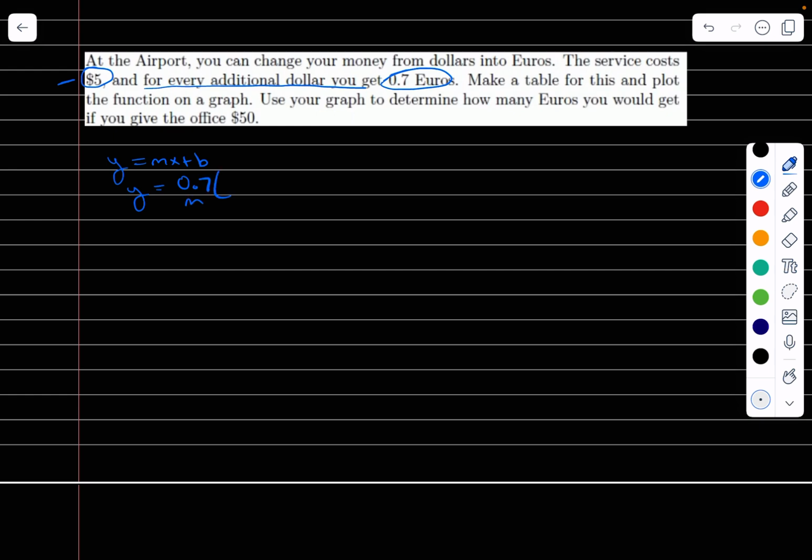That's m. So now we have dollars. Now we have minus 5 here. So the dollars will be our x. That's what we're going to be inputting, dollars, so x is always the input, so it's dollars. And we're subtracting 5 because it costs $5 every time you use the service, so it's minus 5. And this 5 is our b, the y-intercept.